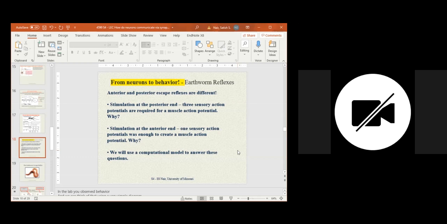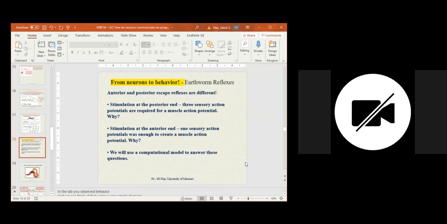All right. So if you thought about it, what will happen is if you touch the earthworm at the anterior end, it will exhibit something called an escape reflex. It will suddenly shrink back or move back pretty quickly. And the same happens when you touch the posterior end. It will quickly withdraw, right? And that's the escape reflex. Do you know how that happens?